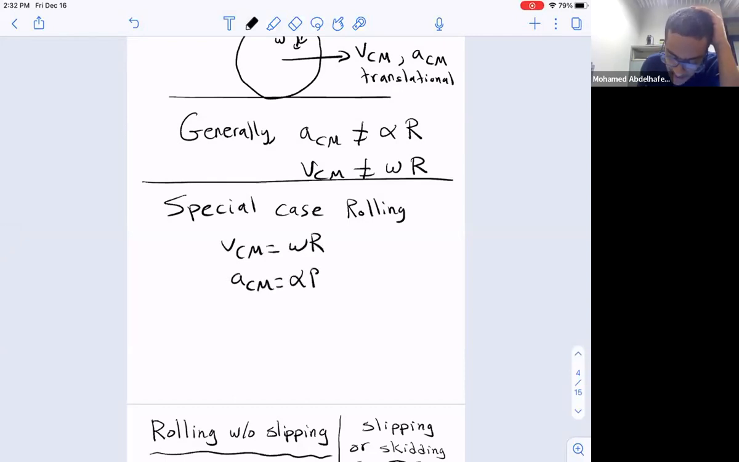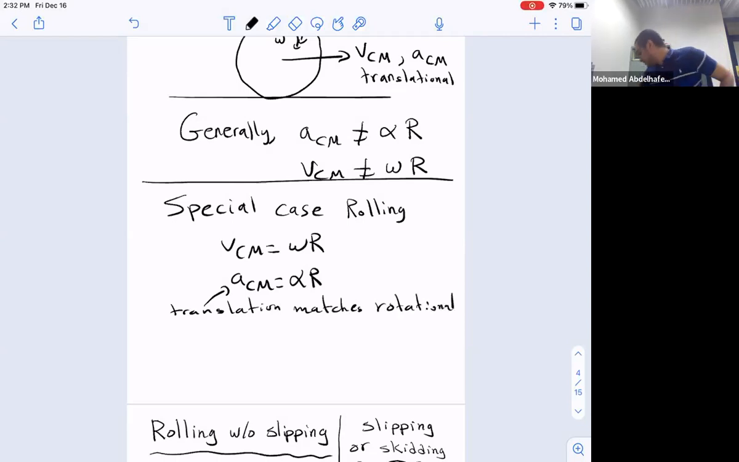It just means that the translational motion kind of matches the rotational motion. That's a very particular kind of motion when you have a sphere. I have something here that's almost... probably not. I'm doing this in my office. It's the first time I do a review session from my office. I usually do it from home. So it feels a little weird.